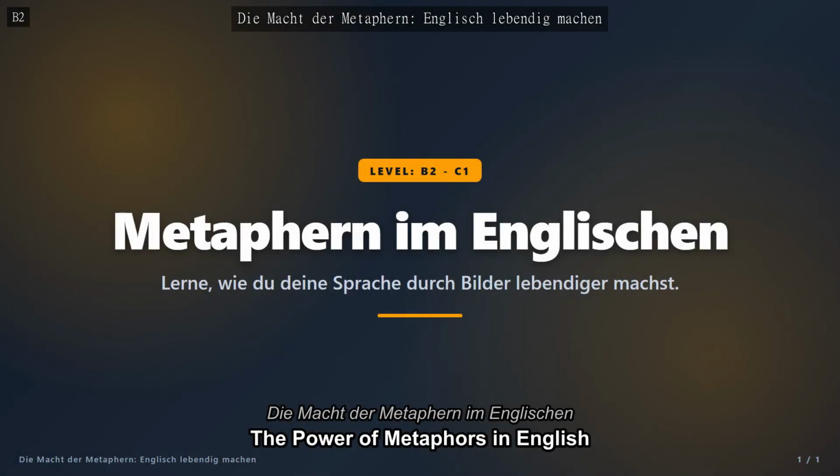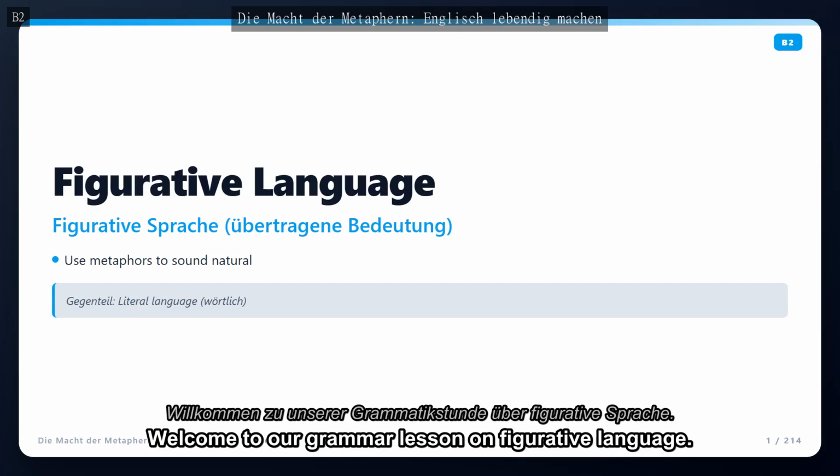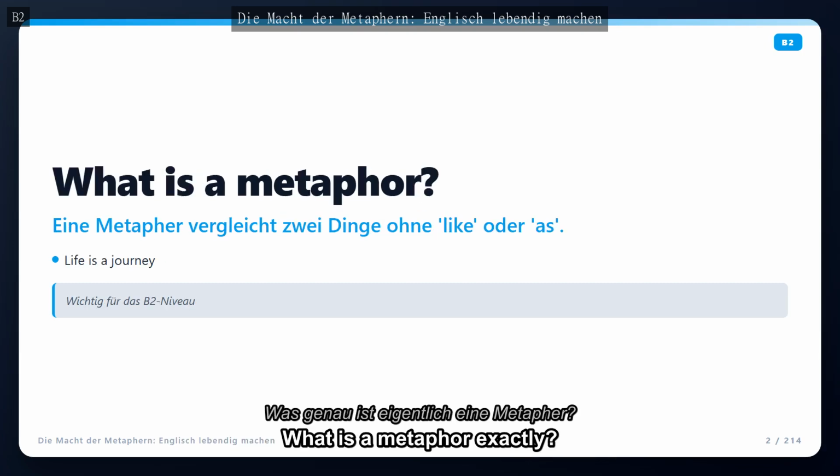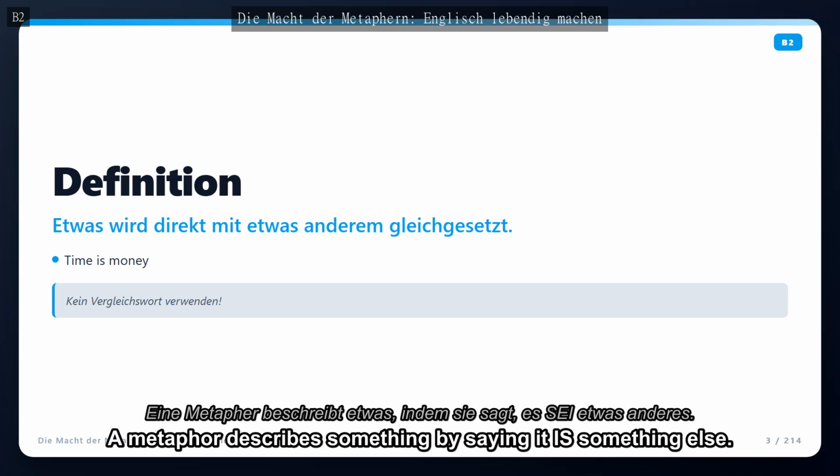The Power of Metaphors in English. Welcome to our grammar lesson on figurative language. What is a metaphor exactly? A metaphor describes something by saying it is something else.